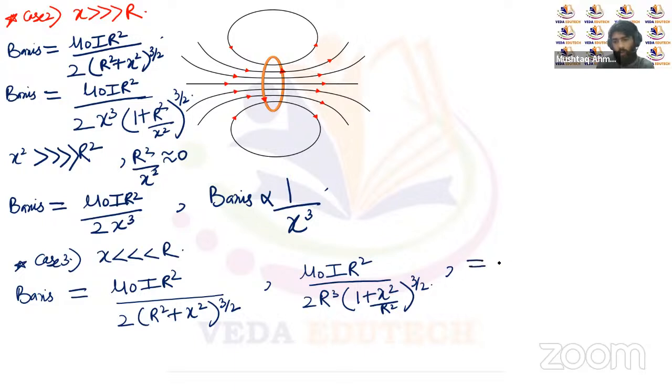So it will be equal to mu naught I r square, and the cube will get cancelled. Mu naught I upon 2r. So it means that very close to the center of this ring, the magnetic field will behave like a uniform magnetic field. Or we can say that very close to this ring, the magnetic field lines will be almost parallel to each other.